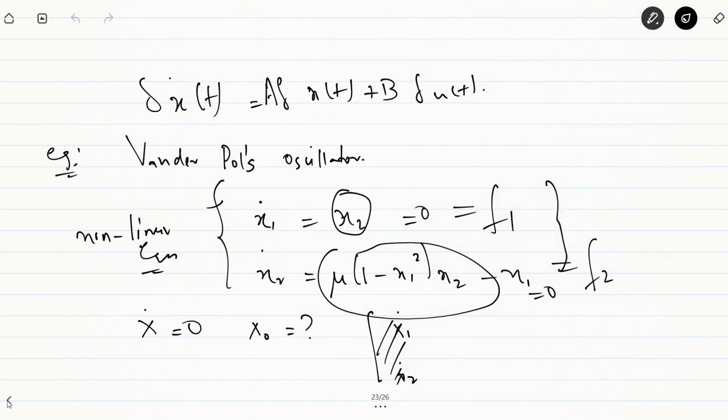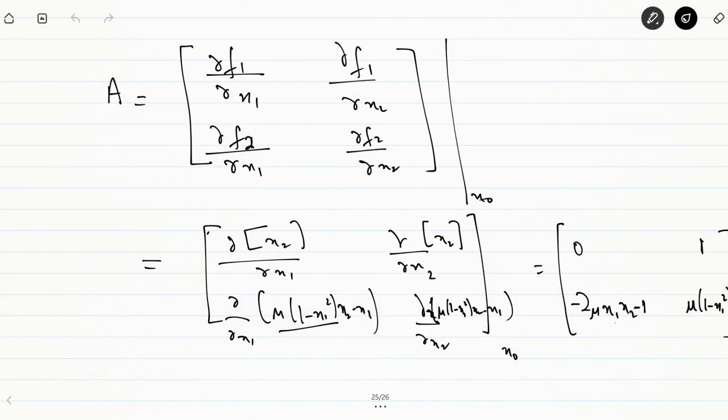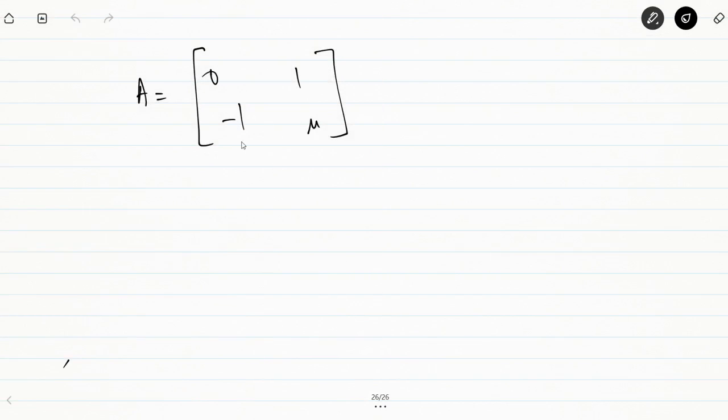This is how you do it. First, for your nonlinear model, set this equal to 0 and find out x1 0, x2 0, x3 0, as many state variables as there are. In this case there were only two state variables, x1 0 and x2 0, which we found first as the initial conditions. Once you get that, then partially differentiate these two equations with respect to the state variables. You will find out this matrix A. Once you find out the matrix A, put the initial conditions in, and you will find out this is your matrix.